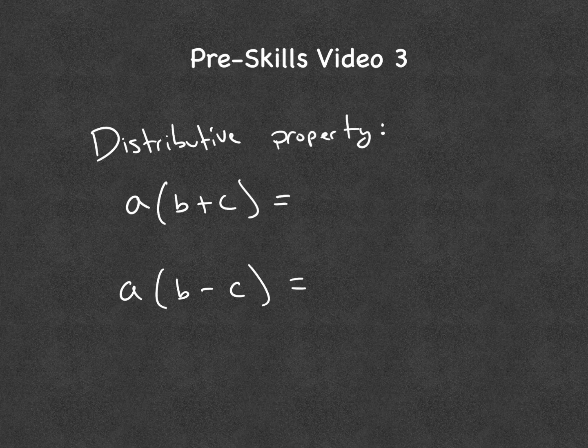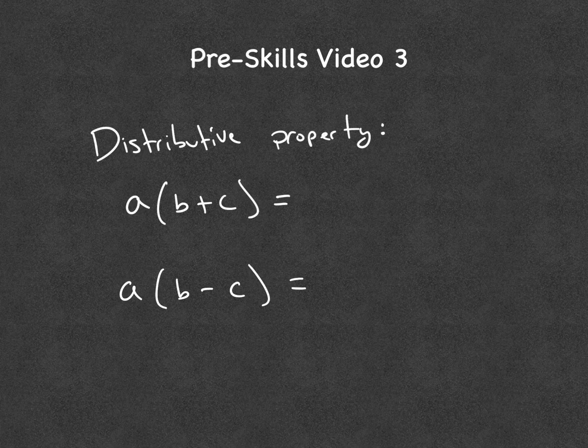Hey everyone! So here in our PreSkills video 3, we're going to just review a little bit about the distributive property. You might remember this from previous math classes, but if not, this is a property that kind of combines multiplication and addition or subtraction. So it looks like this.